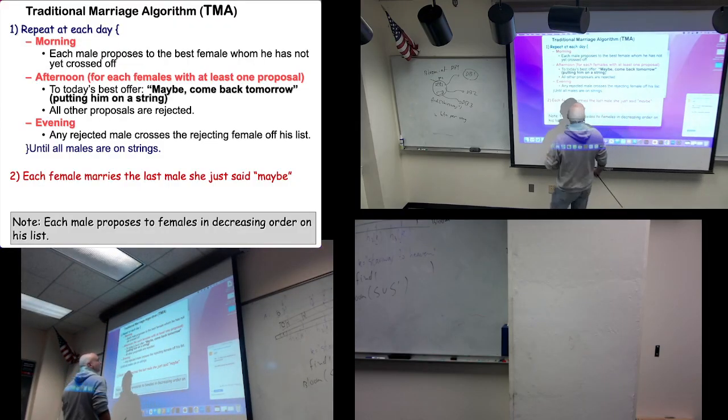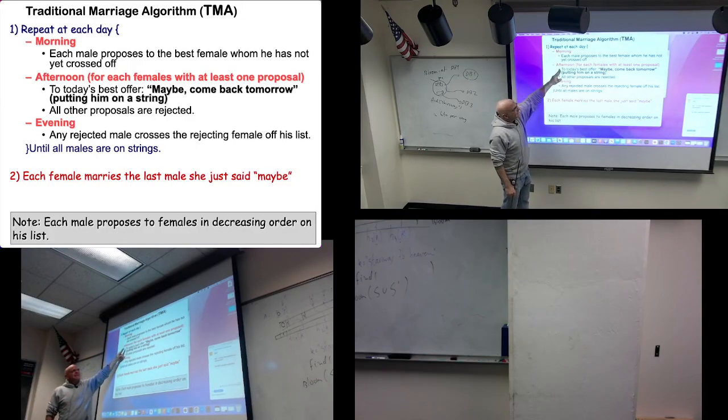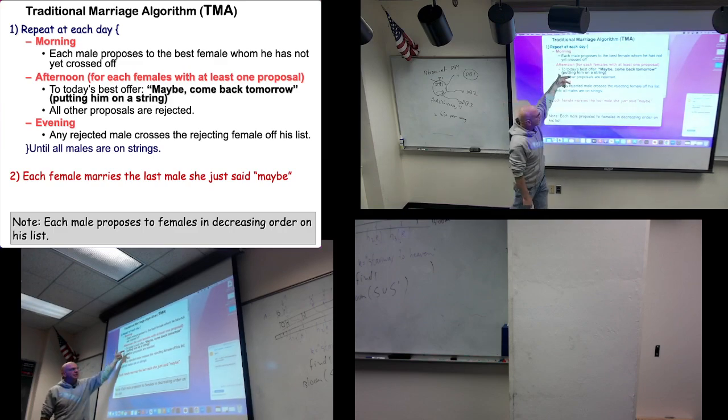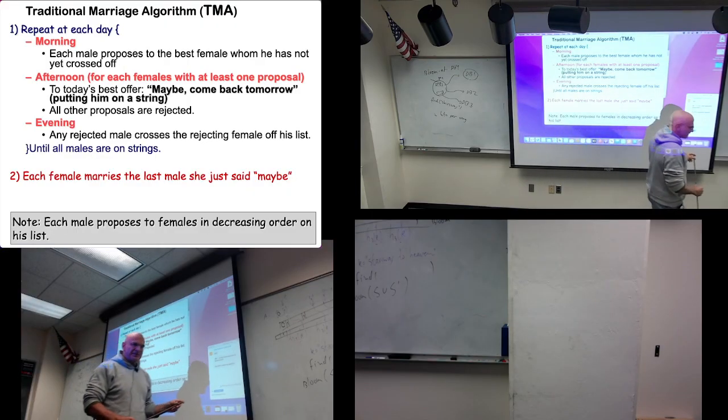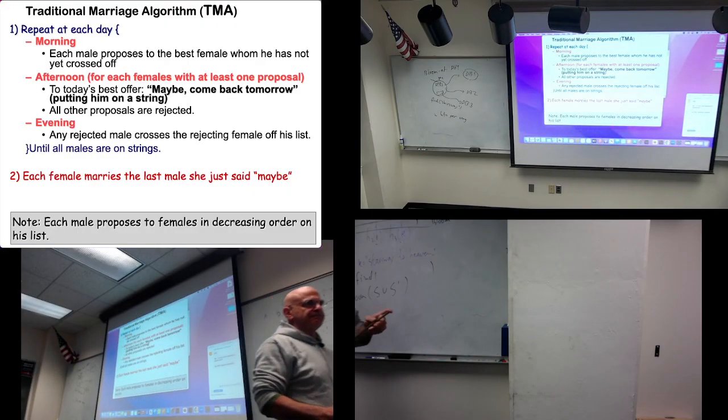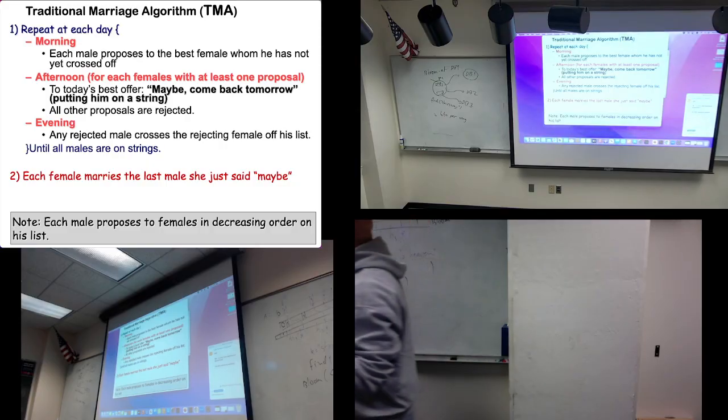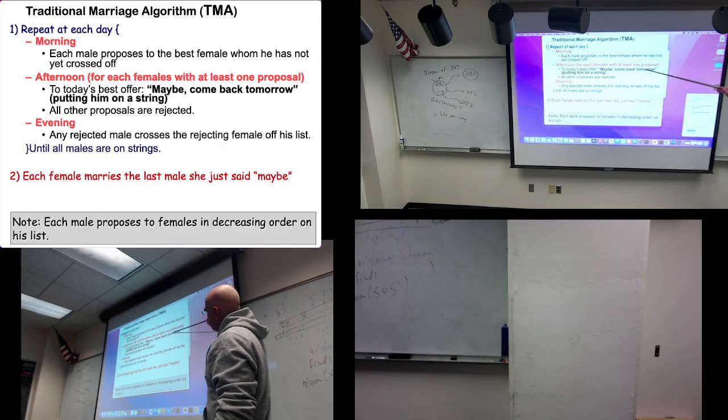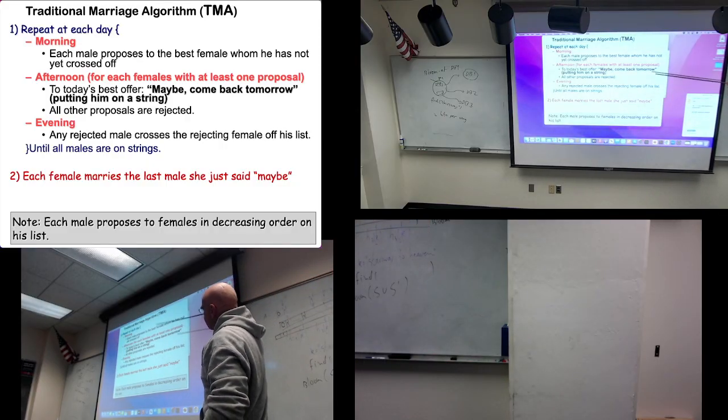In the afternoon, for every female with at least one proposal, because on this day, maybe some of the females still don't have a proposal, but for every female that has at least one proposal, what does she do? For the one that she likes the most out of all the proposals, she will say, maybe come back tomorrow. And he's committed to come back tomorrow and the next day. So he's on a string.